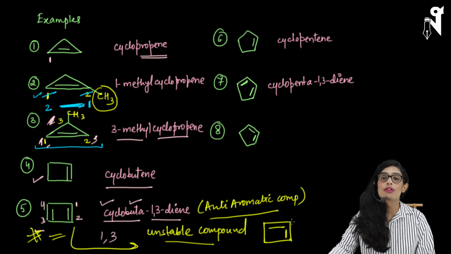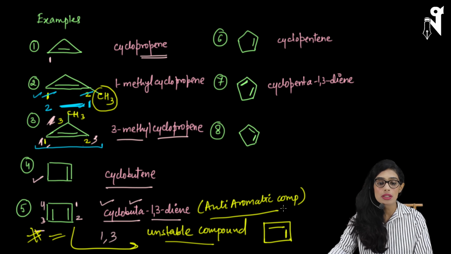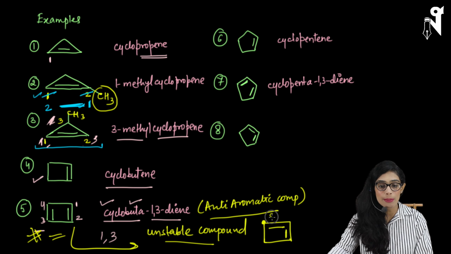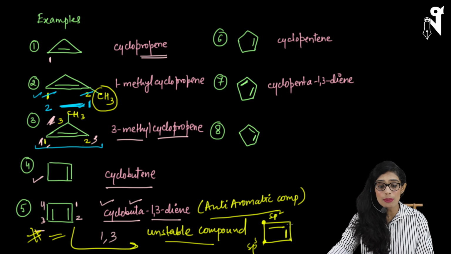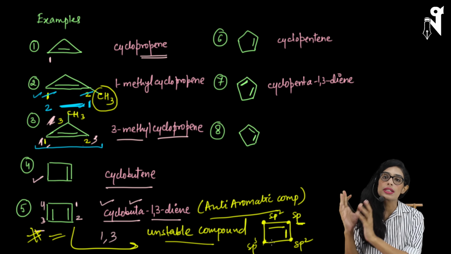I'll tell you. See, if you look at the hybridization of the carbons, this carbon is sp2 hybridized, this carbon is sp3 hybridized, this carbon over here will become sp hybridized, and this carbon is sp2. Sp hybridized carbons, I hope you know what is sp, what is sp2, what is sp3.